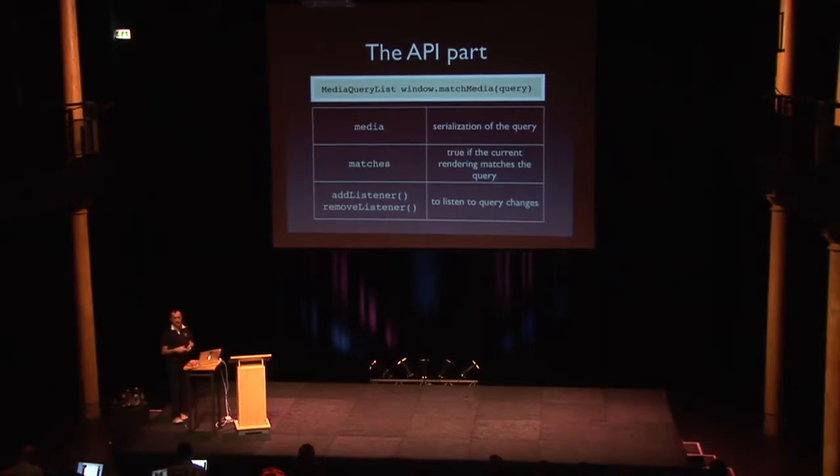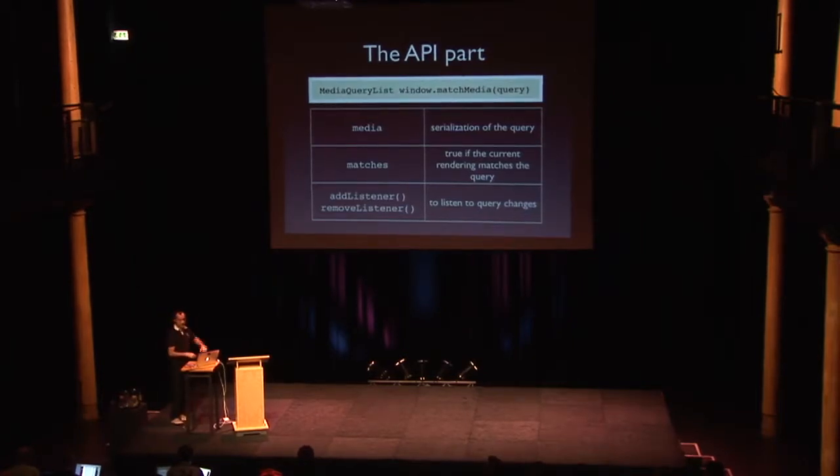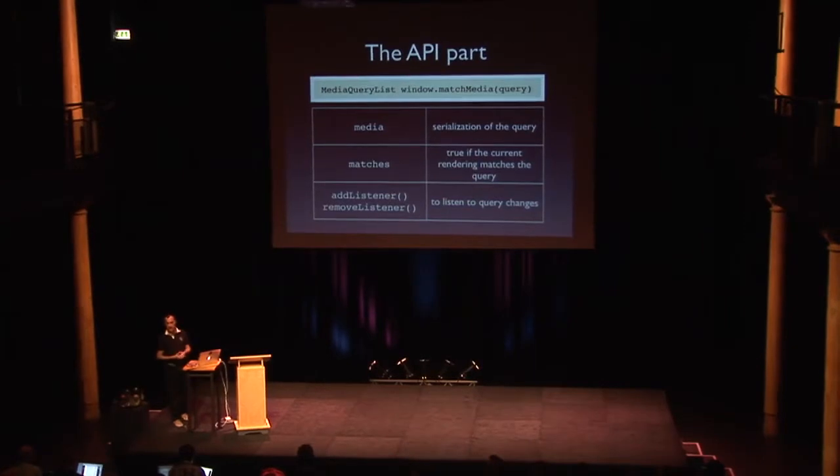Let's say you want to have some code executed each time the user resizes his browser below or above the 500 pixels fence. You set up a listener. It's easy. It's just like an event listener in the DOM, and you get a callback. It's exactly the same. So this is little known.